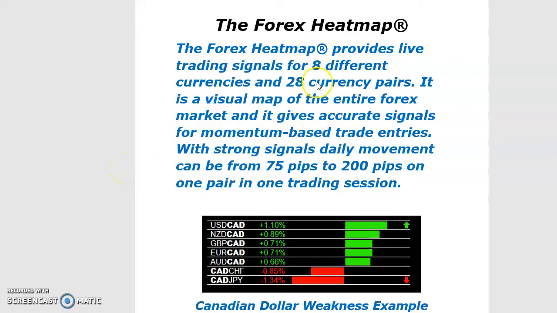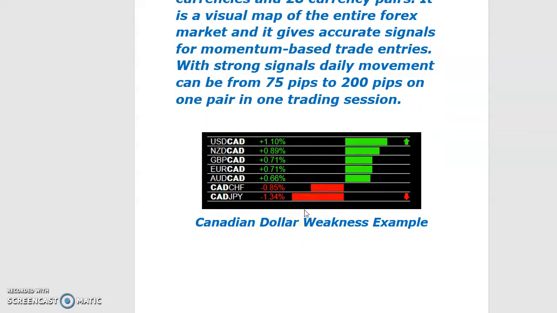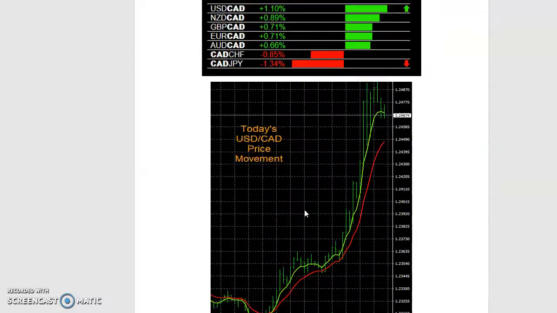So to summarize, the Forex heat map gives you live trading signals for 8 different currencies and 28 currency pairs. It's a visual map of the entire Forex market, and it's live and in real time. And if you get strong signals, the daily pip movement is going to be much higher than Forex traders are used to. Here's an example trading signal for the Canadian dollar, and you can see that the Canadian dollar is weak on all pairs. So what type of price movement can you get on a signal like this?